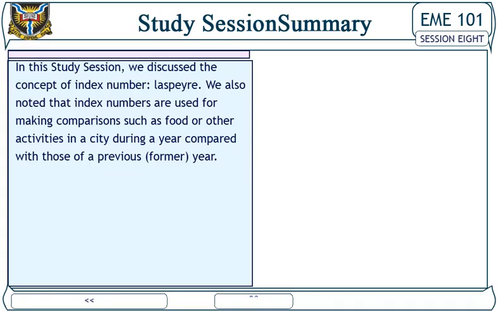Study session summary. In this study session, we discussed the concept of index number, Laspeyres index. We also noted that index numbers are used for making comparisons, such as food or other activities in a city during a year compared with those of a previous year.